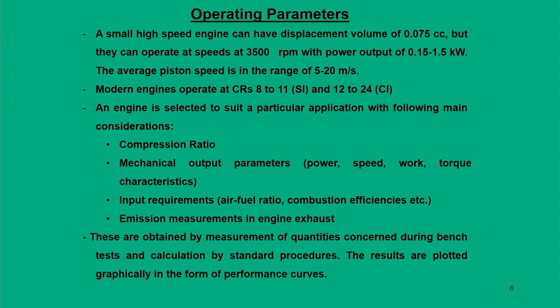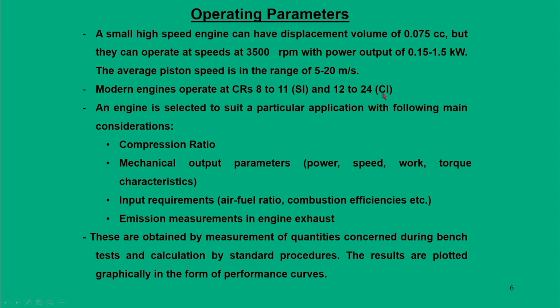So, as I mentioned in the beginning, apart from this we have compression ratio, that is typically 8 to 11 for SI engines and 12 to 24 for CI engines, that is mostly used for modern engines. Now, let us say that we have a certain engine with some desired compression ratio, it has a certain displacement volume and it is operated at a certain rated RPM.